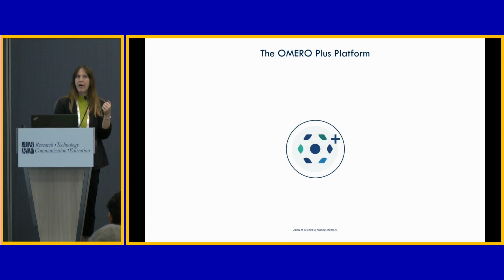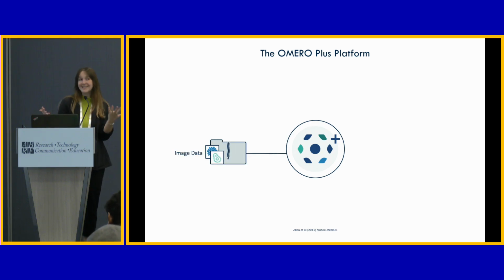So I want to dive into this. I've mentioned image data and metadata already. So I want to think about, when I say OMERO Plus is a data management platform, what is the data that is under management in OMERO Plus? So it's images, okay? So image files are something that OMERO Plus knows where those image files are, and of course how to read them through Bio-Formats.